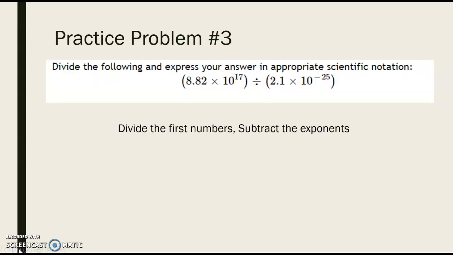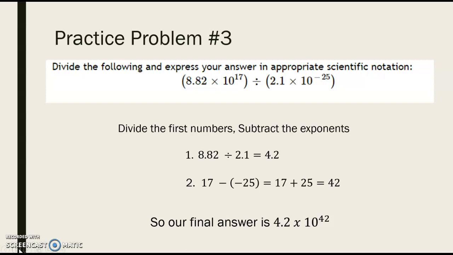The last example is dividing two numbers in scientific notation. The rule for dividing in scientific notation is we divide the first two numbers and then we subtract our exponents. So here we would take 8.82, divide by 2.1, and we end up with 4.2. We look at our exponents, we have 17 minus a negative 25. If we're subtracting a negative, that actually acts like an addition problem. So we have 17 plus 25, which gives us 42. Our final answer comes out to be 4.2 times 10 to the 42nd power.